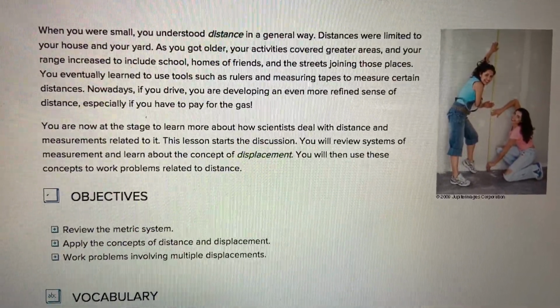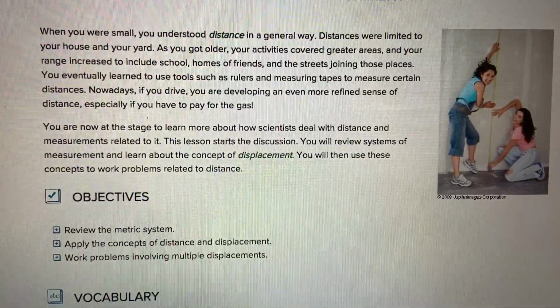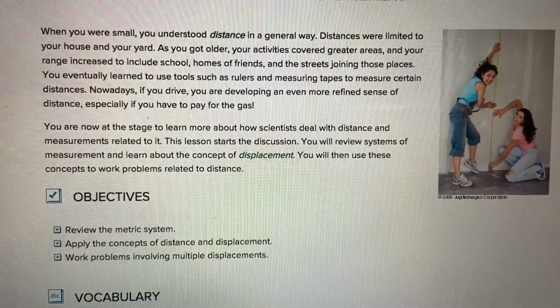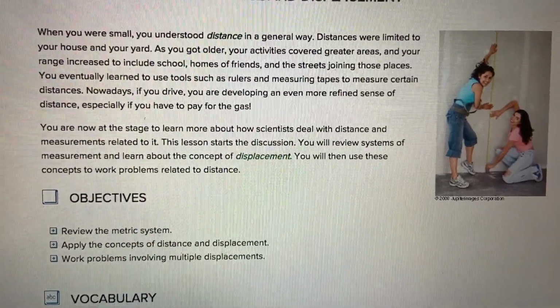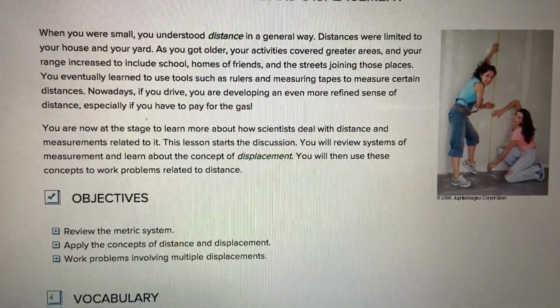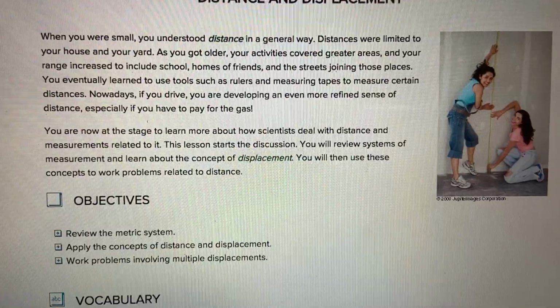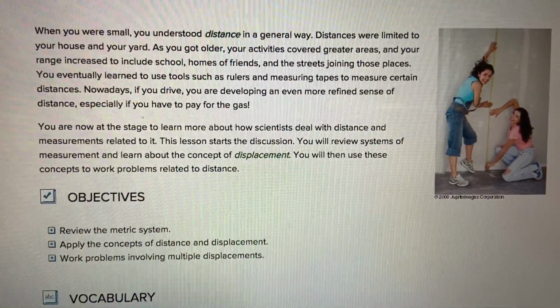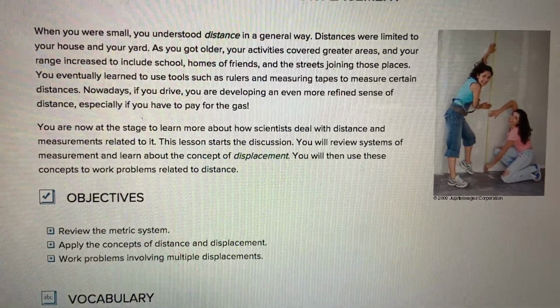Distances were limited to your house and your yard. As you got older, your activities covered greater areas, and your range increased to include school, homes of friends, and the streets joining those places. You eventually learned to use tools such as rulers and measuring tapes to measure certain distances.